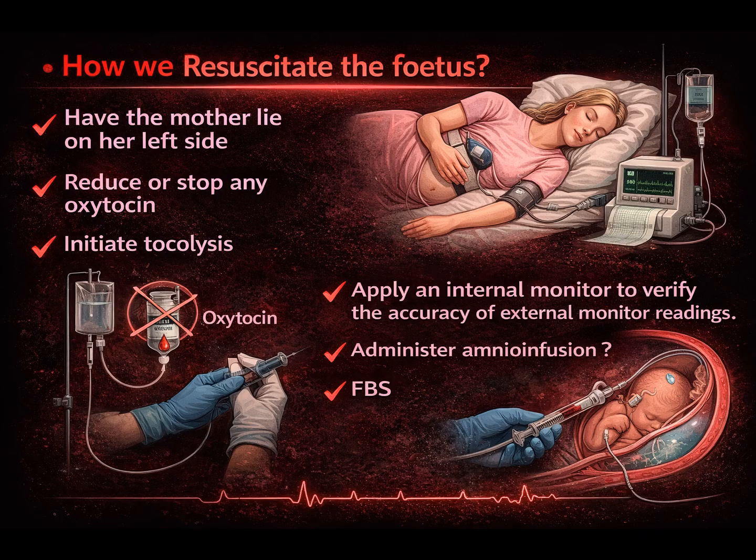Remember that whenever you diagnose a CTG as amber or red, you have to do resuscitation of the woman. Resuscitation starts with the left lateral position of the woman, which will decompress the inferior vena cava from the gravid uterus, reduce or stop any oxytocin, initiate tocolytics, and apply internal monitoring to verify the accuracy of the external monitoring reading. Administer amnioinfusion; research has proven it is effective in cases of oligohydramnios. Do fetal blood sampling if it is available.